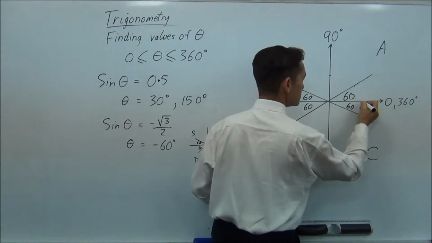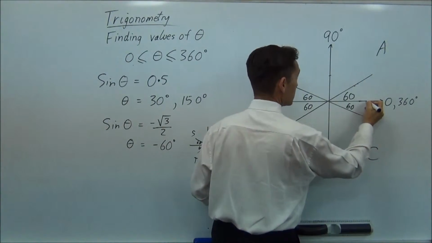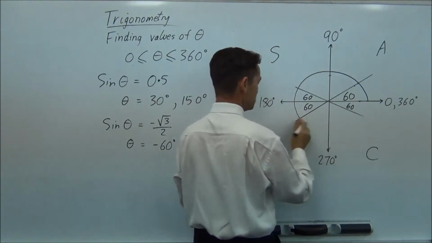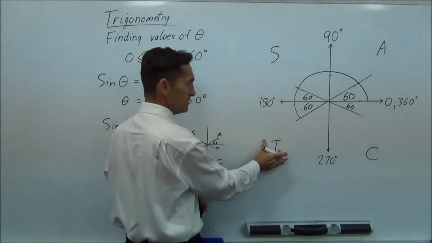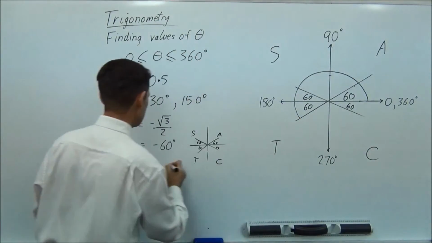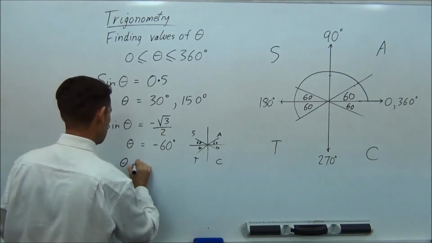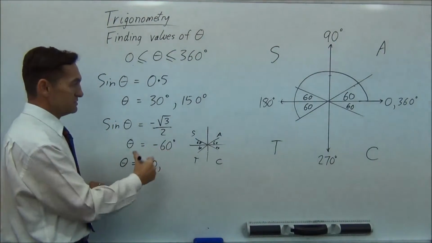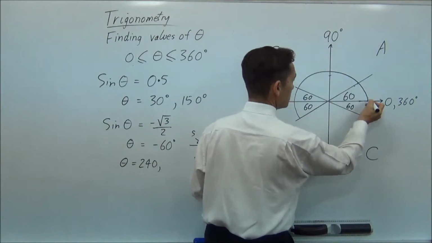Again, we're going to start from 0. We always start from 0. And we're going to go negative. So we want to go round to there. That's our first answer because sine is negative down here. So 180 plus 60 is 240. So theta equals 240. Or, there's always two answers, start from here and keep going.